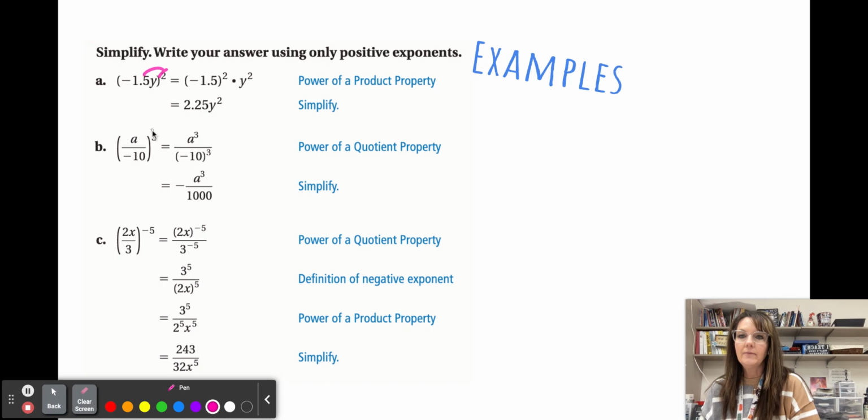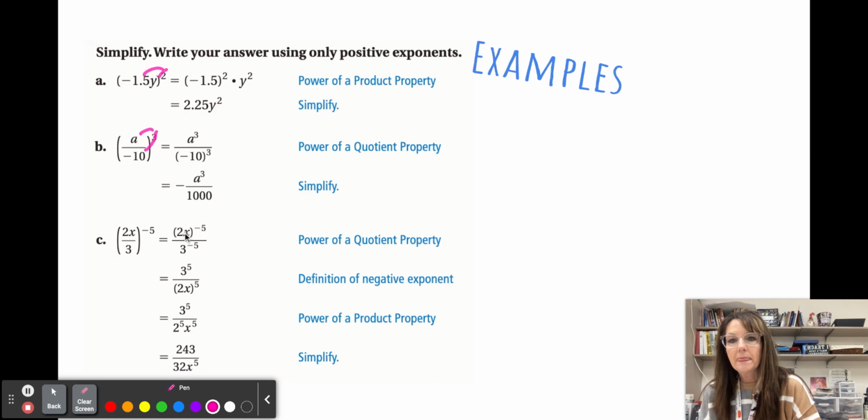Here, the 3 goes to the a and to the -10, and then the whole thing is negative, and since we're going to take the 10 cubed, we're going to make that 1,000. Here, when you apply this, you're going to get, because it's negative.